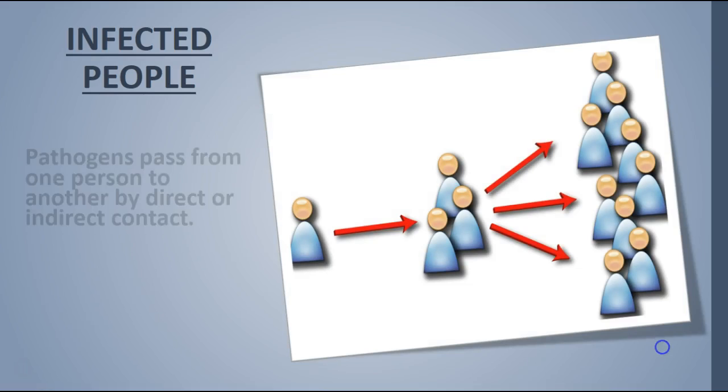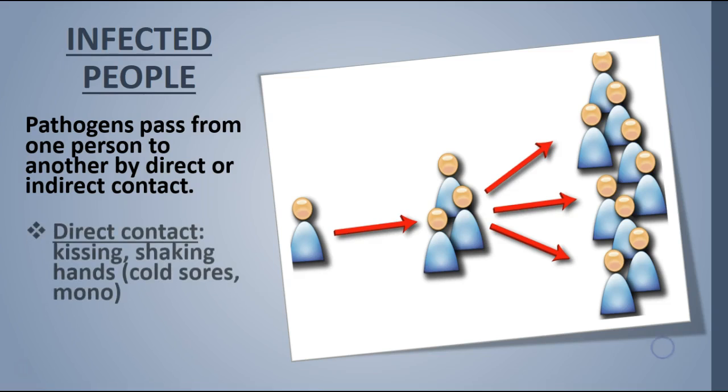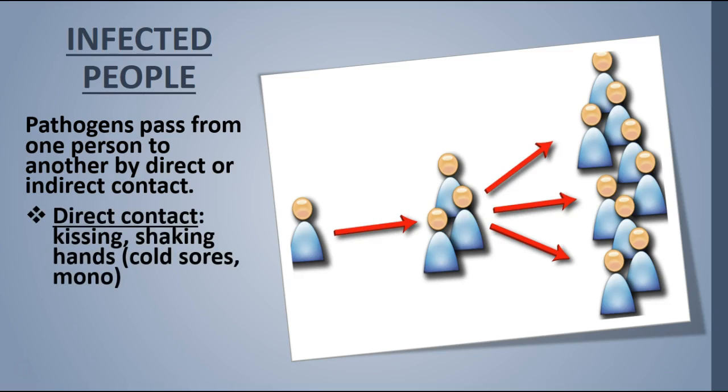Let's first talk about infected people. When somebody has an infection, they can pass it to another person by 2 different ways. They can pass it by direct contact or by indirect contact. And direct contact would include things such as kissing or shaking hands, like you're actually touching them. And this occurs with diseases like cold sores or mono.